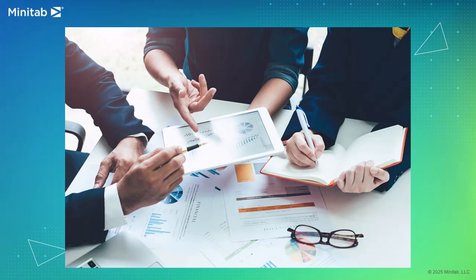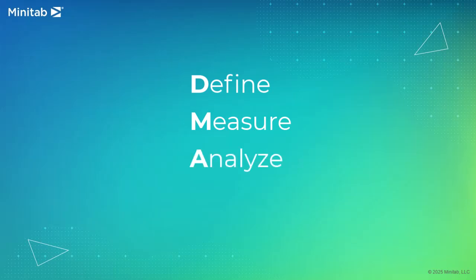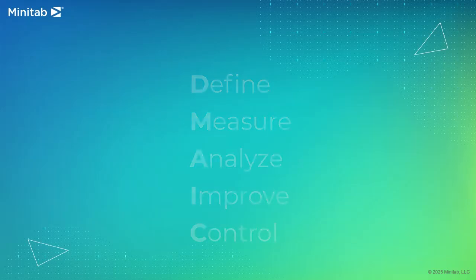Six Sigma practitioners follow a structured plan to achieve and maintain quality. One of the most used frameworks is DMAIC, which is an acronym for Define, Measure, Analyze, Improve, and Control.